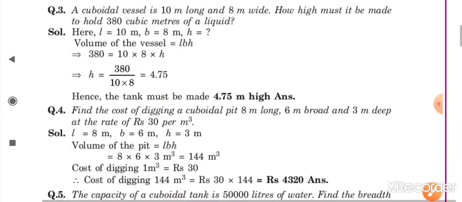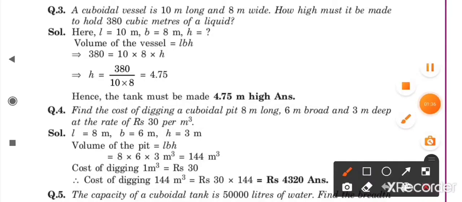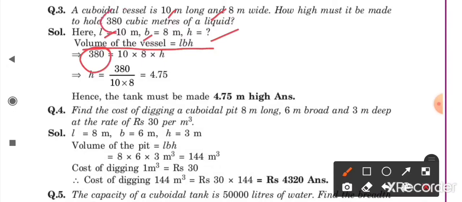Now move to the next question, question number 3. In question number 3 you can see that for the cuboidal vessel, the length is given, the width is given, and you have to find the height. You can see that L and B are given, H you have to find out. The volume is 380, it is mentioned here. You can see that it is 380 cubic meter.